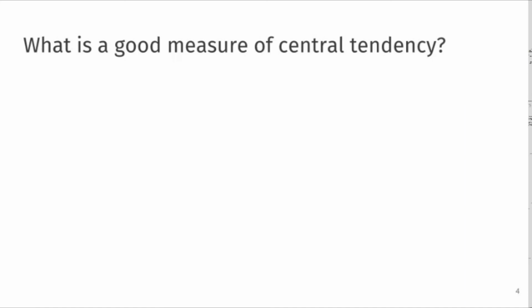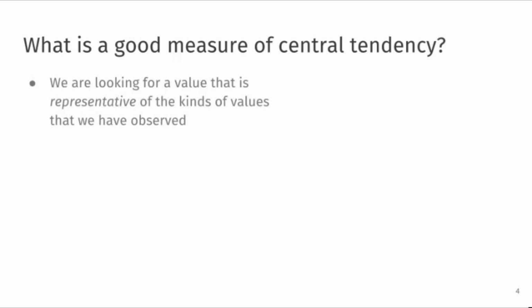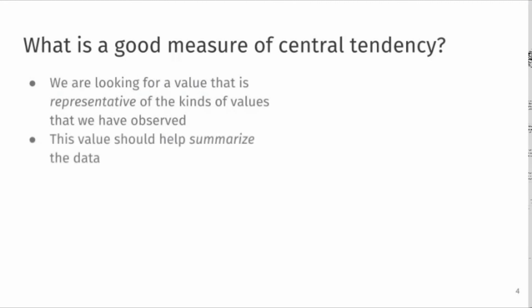To begin, I just want to bring us all back to the big notion of what we want out of a measure of central tendency. So once again, we're looking for a value that is representative of the kinds of values that we have observed. And this value should help us to summarize the data. If we tell someone this value, it should give them at least some idea of what the data look like without them actually having to look at the raw data itself.